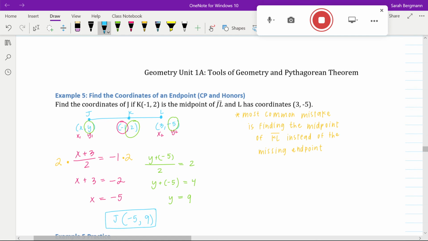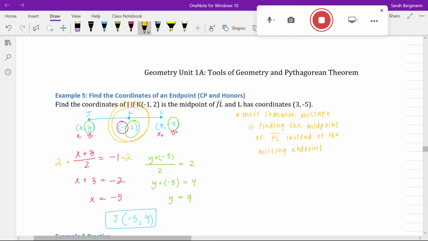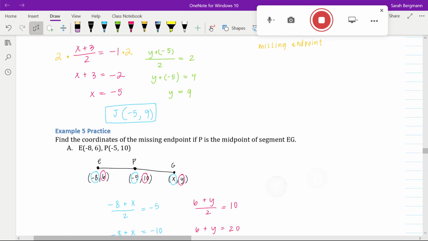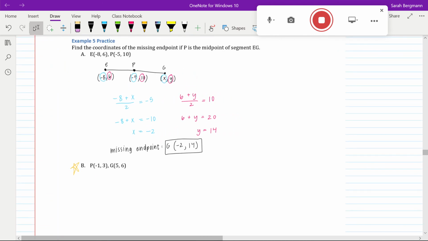Now you could double check your answer by finding the midpoint of JL with the point that you found for J and the coordinate that they gave you for L, and double check, is it the point K? If not, you did something wrong. Pause the video and try the practice problem below. Here's the answer for the first one. The second one, I need you to answer for me. This is your problem for the day.